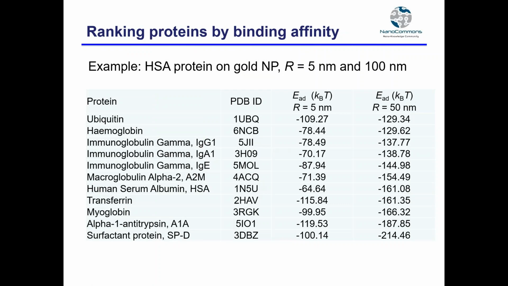And a final example here is the protein ranking. In this table, you see the 10 different proteins ranked by their absorption energy in ascending order. Of these proteins, the strongest binding one is hydrophobic lung surfactant protein SPD, which gives minus 214 kBT, absorbing on a neutral gold nanoparticle, and the weakest binding is ubiquitin. But you see the ranking can be different from that on the smaller nanoparticle.